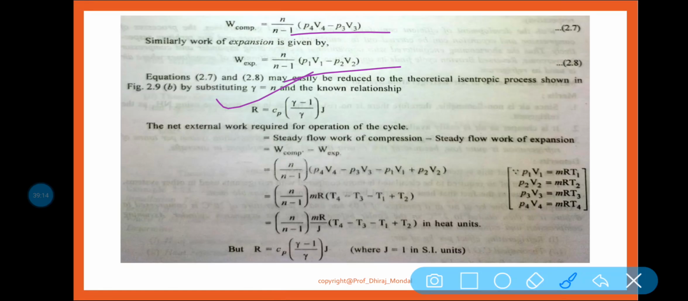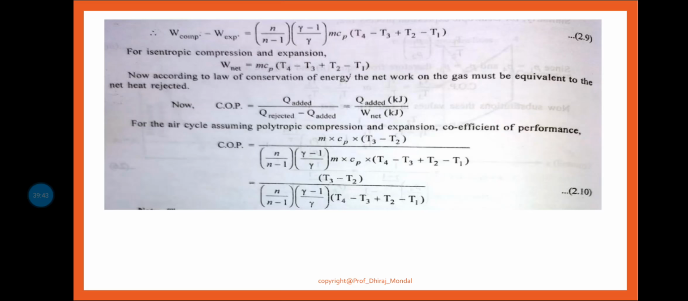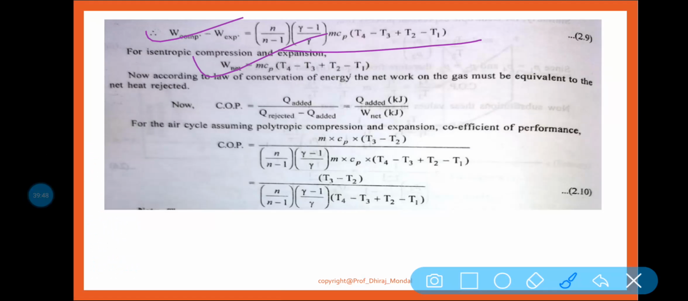And we know that R is equal to Cp into gamma minus 1 by gamma, and the net external work, how we can calculate, W compression minus W expansion. So ultimately put all these values, you will get this kind of equation, n by n minus 1 mR by J, then T4 minus T3. This equation is needed when solving the numerical, and ultimately W compression is equal to this equation, W net is equal to this.